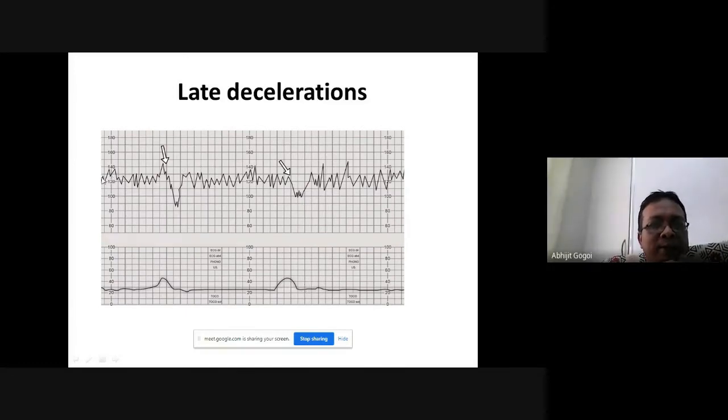So let's find the baseline first. In every CTG you get in the exam, you have to find a baseline, okay? Like an ECG, you find the baseline. So let's draw a line, and it comes through 122, 123 like that. So this is the baseline. You can say a round figure of 120 beats per minute, which is normal.